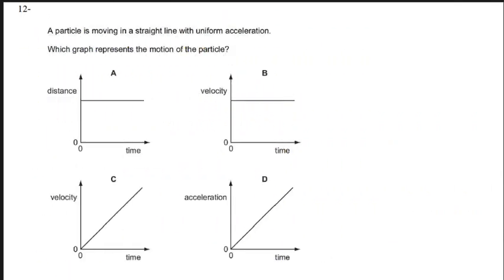This question is quite straightforward. If you read this question, you can see it is given to us that acceleration is uniform and the body is moving in a straight line. In this case, it is actually a particle that is moving in a straight line. Uniform acceleration simply means that its acceleration is constant, not changing with time. So we simply need to identify which graph can represent the motion of the particle.